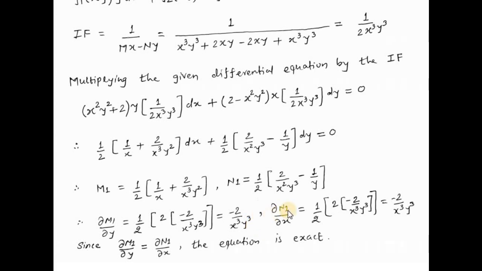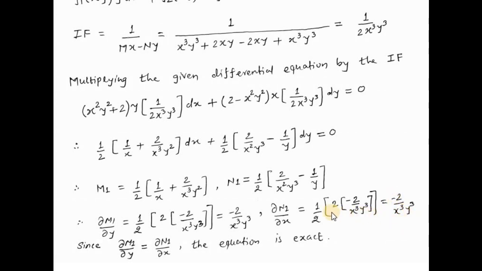Now we have to find out ∂N1/∂x. Here 1/2 is constant in bracket 2 minus 2/(x³y³), because here 2/y³ is constant, so it will be as it is, and the derivative of x raised to minus 2 will be minus 2 into x raised to minus 3, which can be written as minus 2/x³. So the final answer will be minus 2/(x³y³).